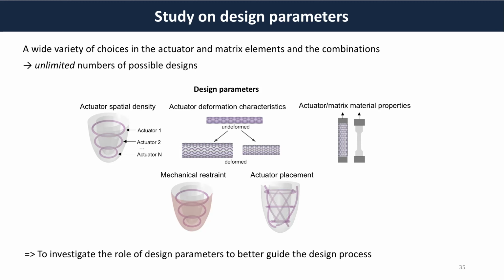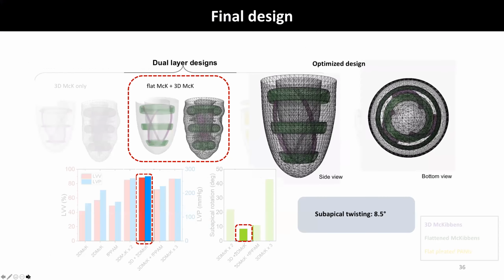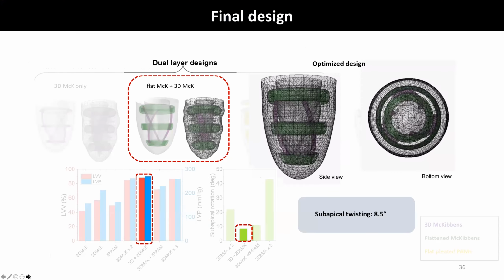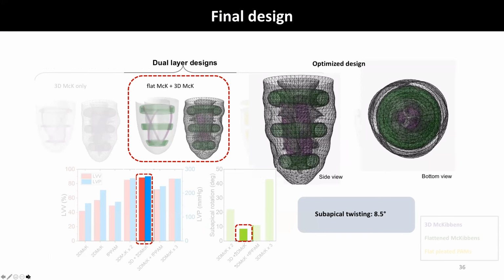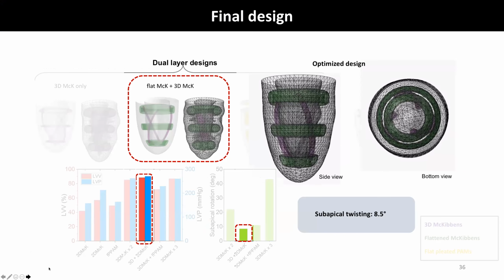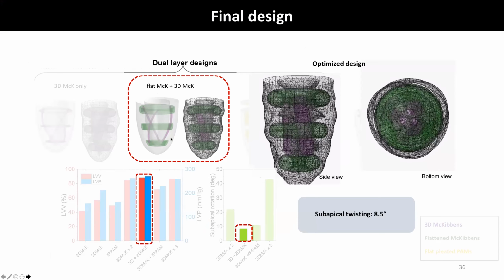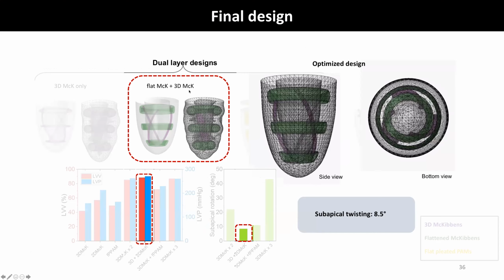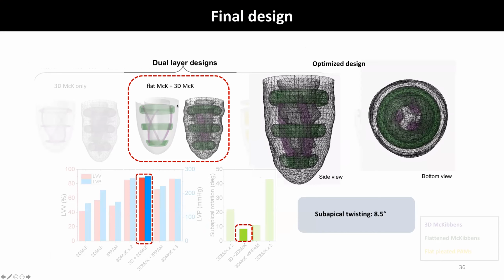And with this tool, we could screen a number of these to guide the design process, which was a lot more efficient than building multiple of these on the bench. I won't go through all the details of this, but we discovered that the optimal design in terms of recreating physiological parameters was using two different types of soft actuators, flat and 3D McKibben soft artificial muscles.